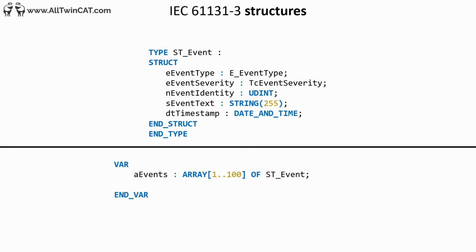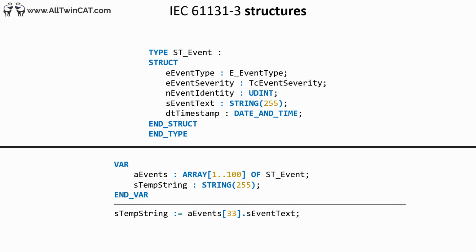To access a structure's components, you use the following syntax. In other words, you write the name of the structure, a dot, and the component inside of the structure. In this example, we are accessing the event text and we are storing it in another string variable.